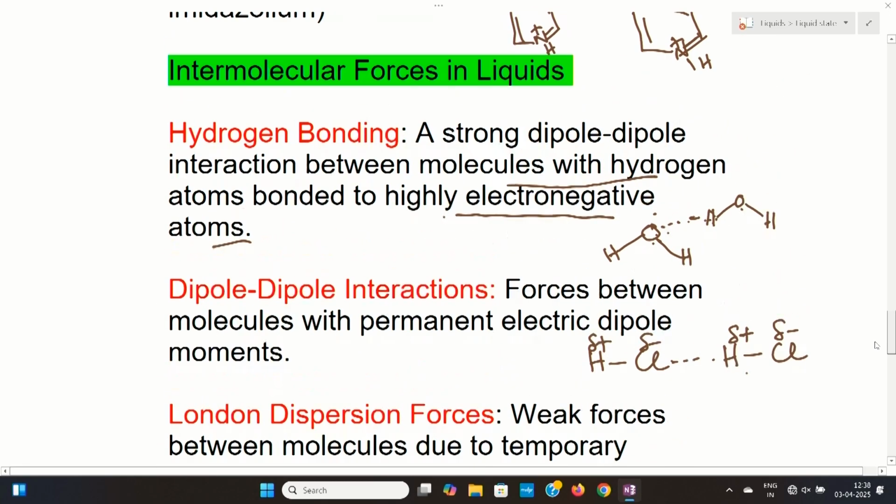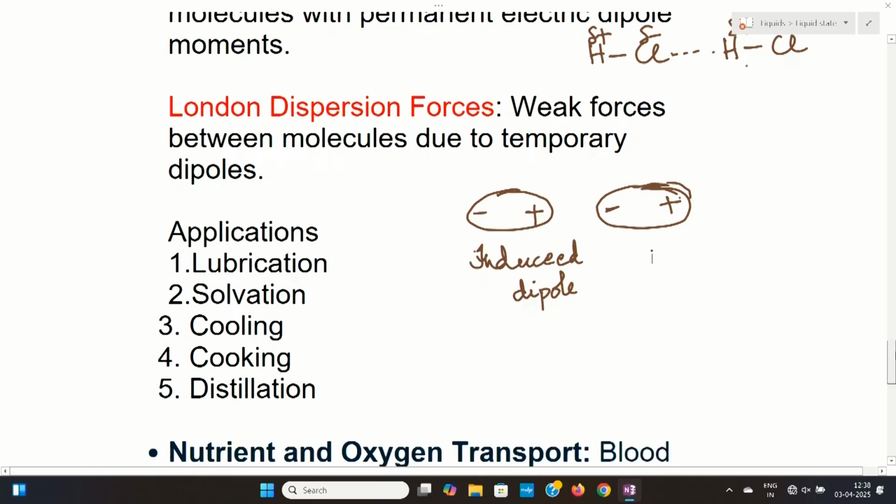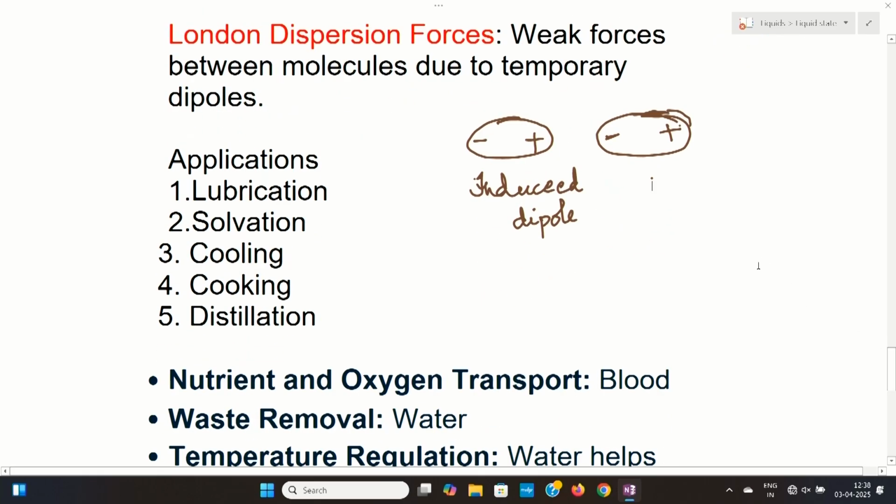Therefore, the intermolecular forces in liquids are three: hydrogen bonding, dipole-dipole interactions, and London dispersion forces. Now, let us see some of the applications of liquids. We know that in daily life we come across different liquids, and these liquids have some applications in our life. They can be used as a lubricant.